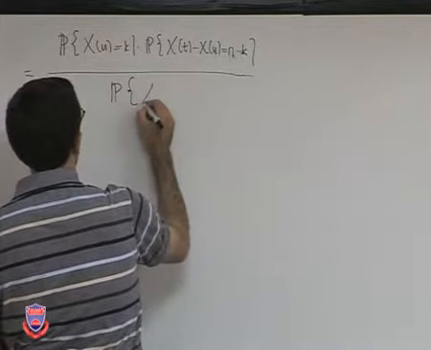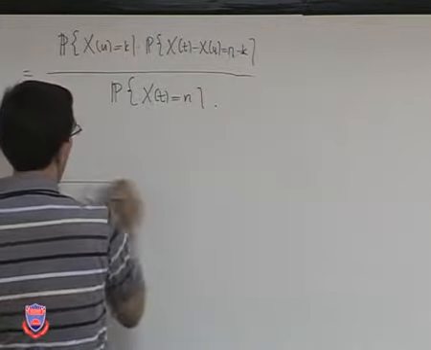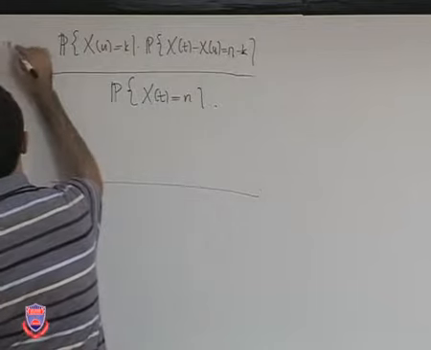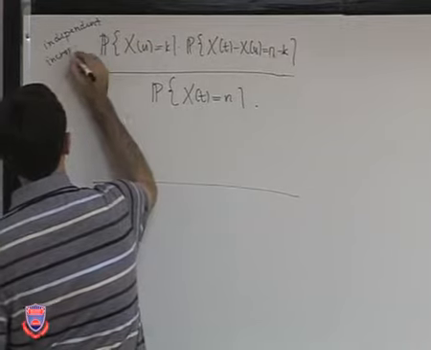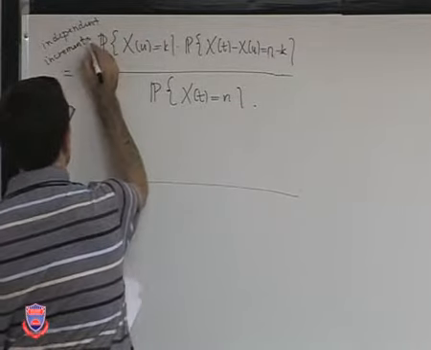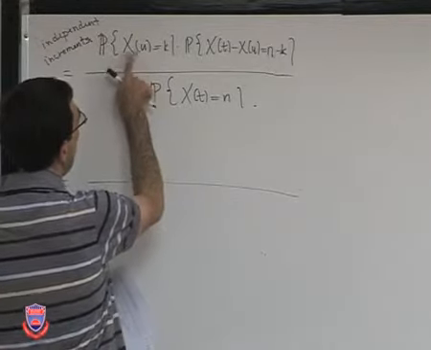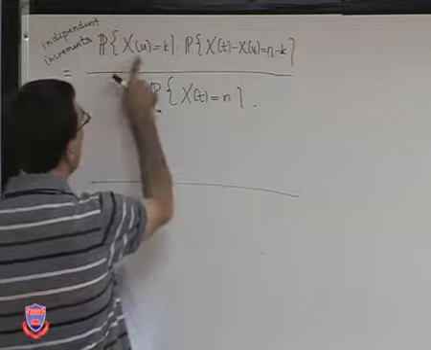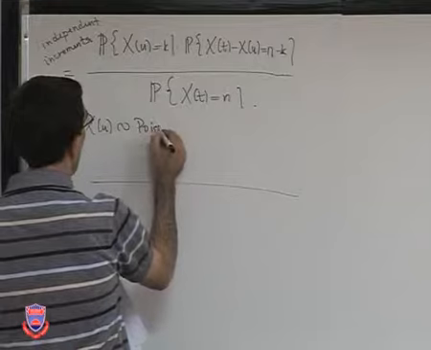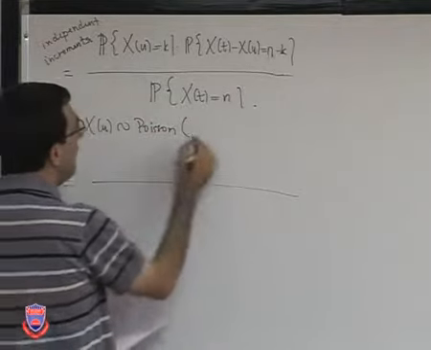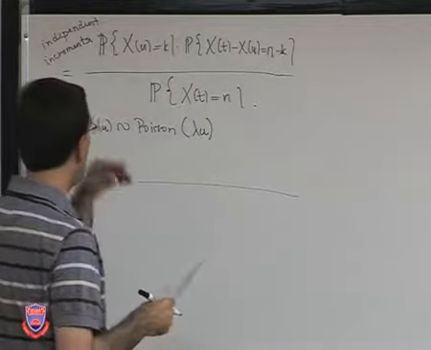Divided by the probability that the number of arrivals till time t equals n. Now we use the independent increments property of the Poisson process. Then we use the fact that the number of arrivals until time u has a Poisson distribution with mean lambda times the length of the interval, which is u.